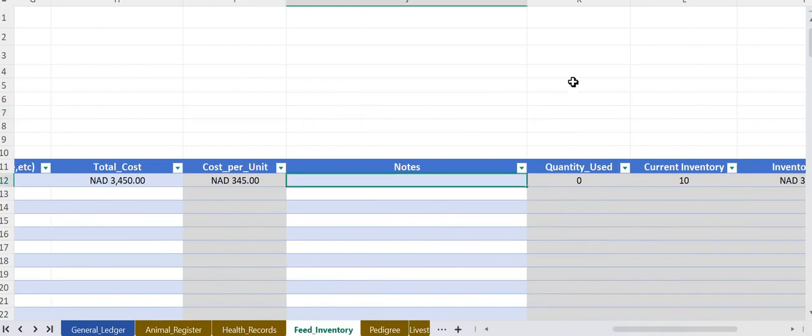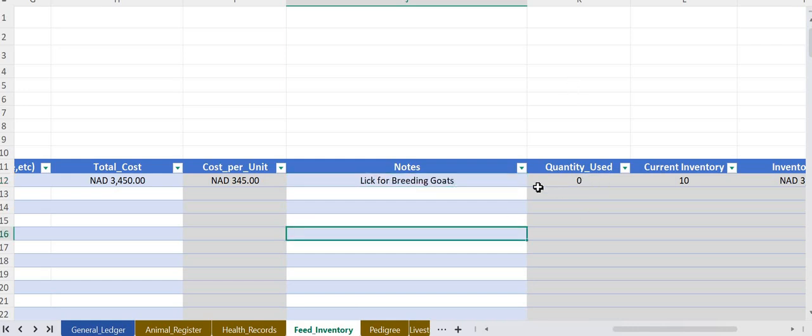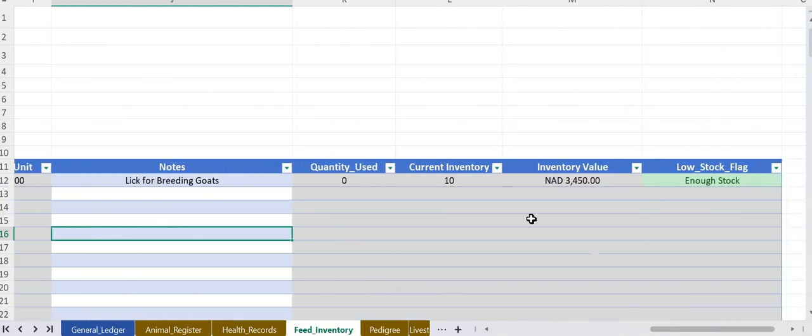So what note can you put in there? Maybe you can say leek for breeding goats. Okay. Quantity used, nothing yet. The current inventory is still 10. The inventory value is 3,450. That's what it cost you.